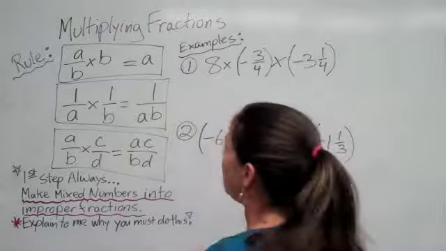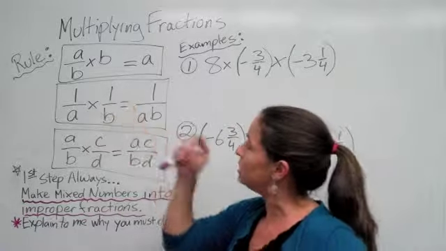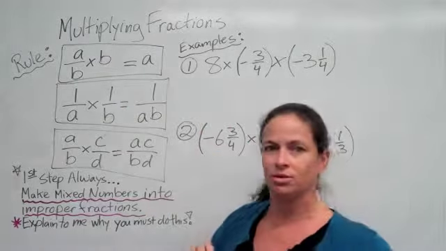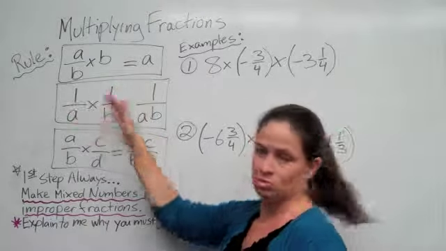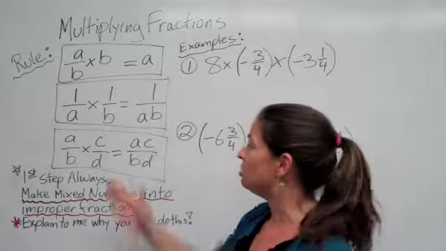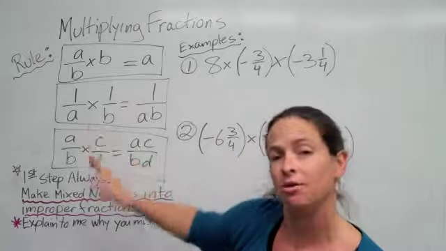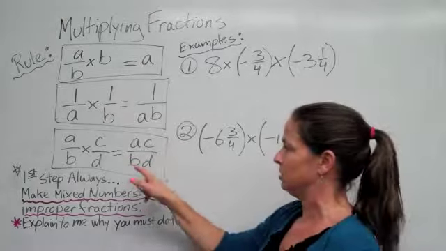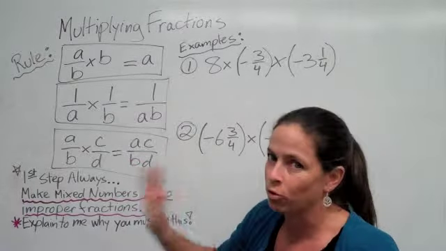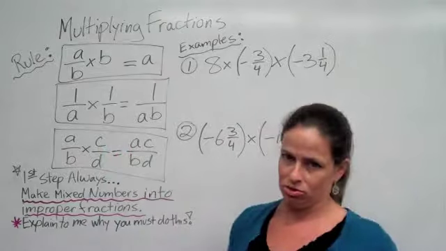Awesome. 1 over a times 1 over b equals 1 over ab. Why? Because all you do is multiply the numerators and the denominators, which you can see in this last example of a over b times c over d is equal to ac over bd. Now, remember, the denominator can never equal 0.